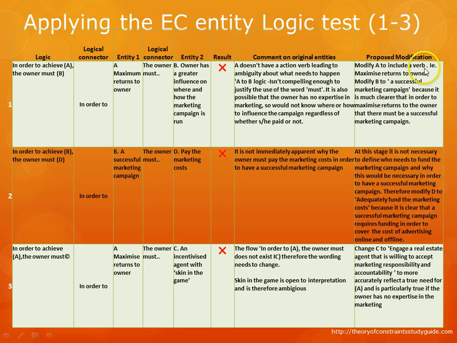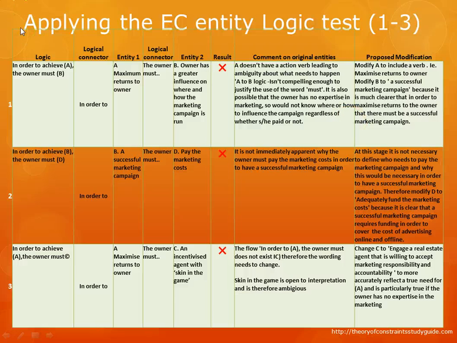Firstly, in relation to A, to include a verb, so to replace the word maximum with maximize. And secondly, to modify B, to change it to a successful marketing campaign, to replace what's currently written. The reason I propose that is because it becomes much clearer that in order to maximize the returns to the owner, there must be a successful marketing campaign. It's not really about whether the influence within the owner or for the owner exists or not. It's really whether the successful campaign exists or not.